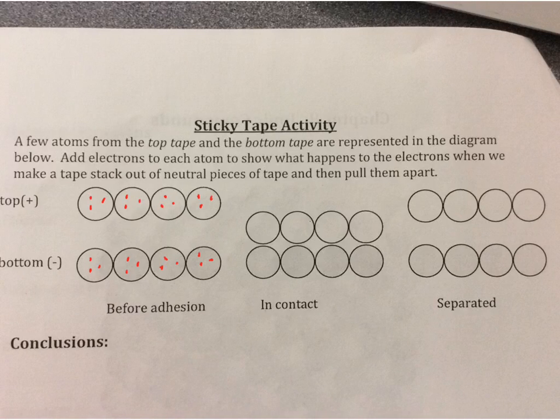So we've got 2 pieces of tape, and before we stick them together, they have electrons. So I've got 3 electrons drawn in each atom here.